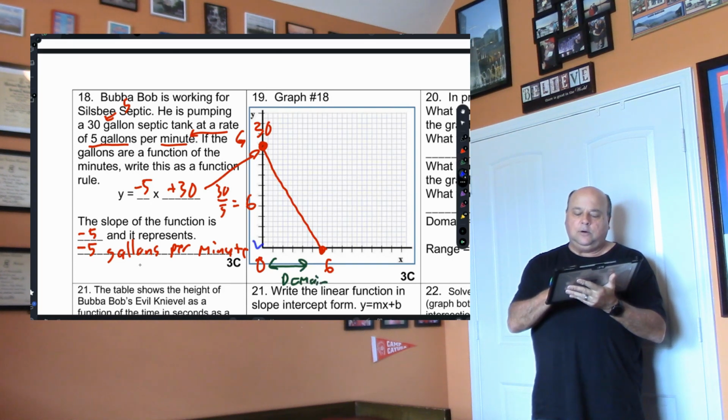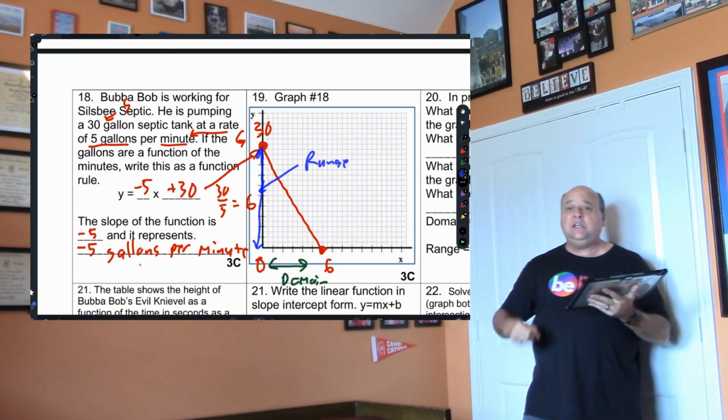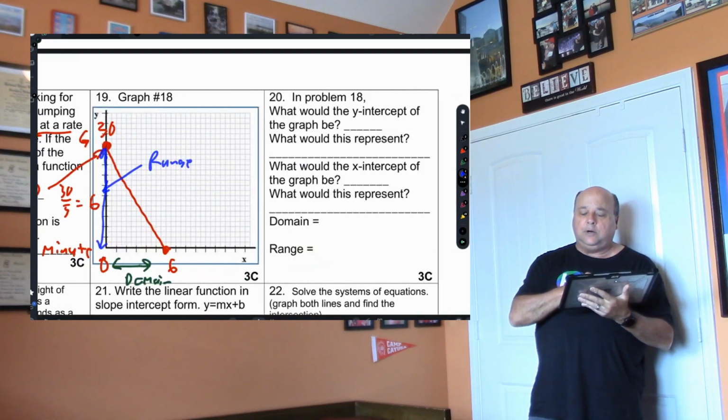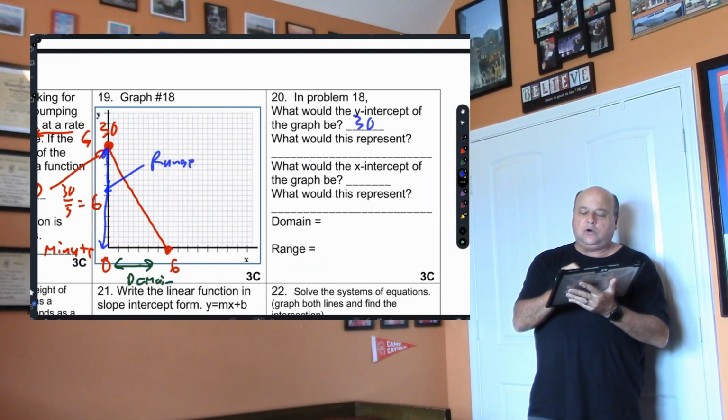And this right here is your range. Okay, so the domain goes from 0 to 6. The range goes from 0 to 30. So what's the y-intercept of the graph? It's 30. That's the initial amount of the tank, or that's the starting amount of fluid, right? That's the starting amount in the septic tank.